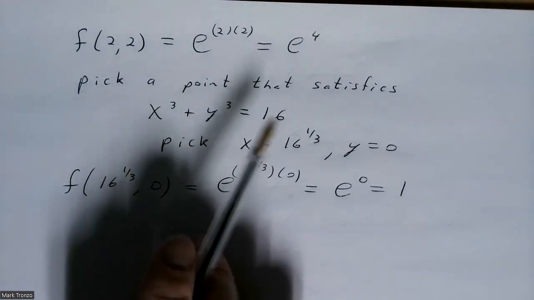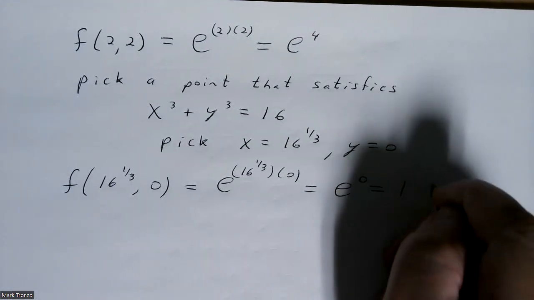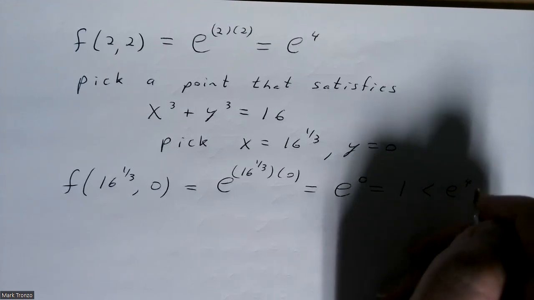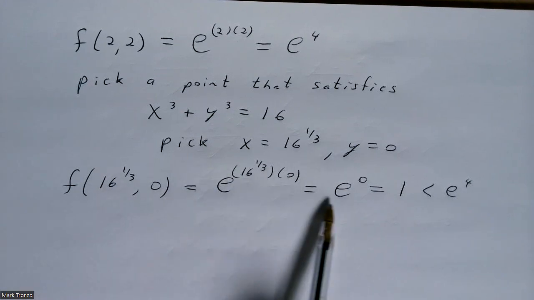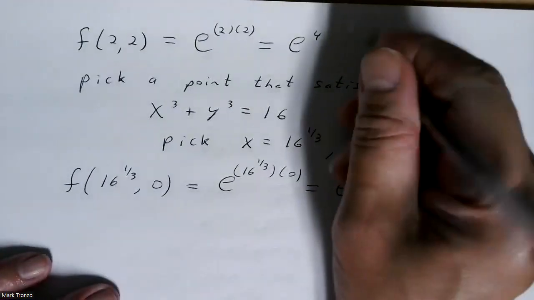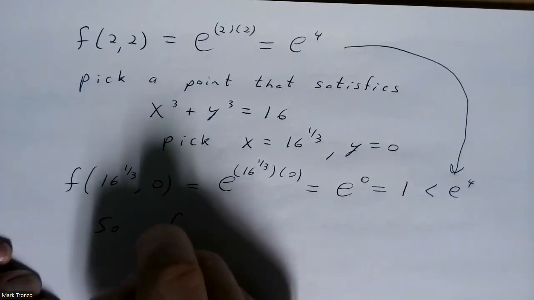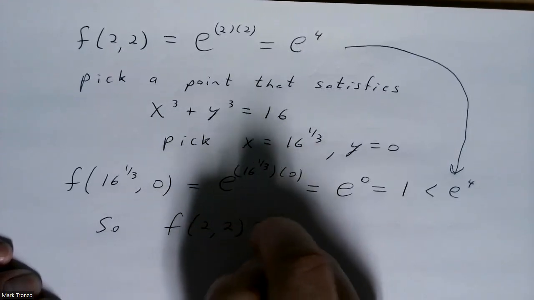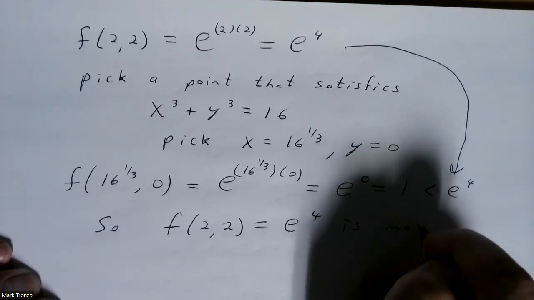So that was less than we got from the Lagrange. So this is less than this. And remember, we said the Lagrange will get you either a max or a min. And so therefore, we determined that there was a point on the constraint that gave us something less than we got here. So that means that this is a max.